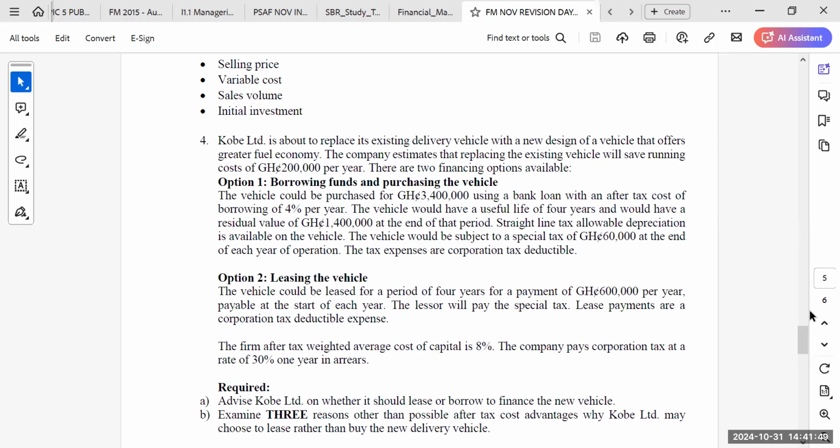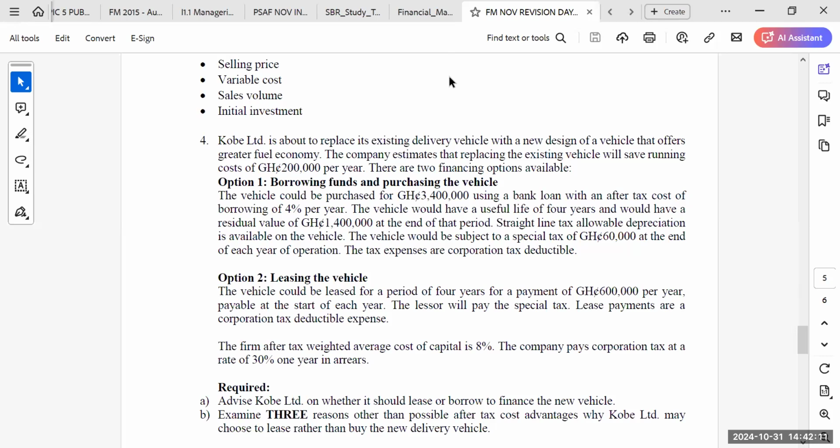Required. Advise Kobe Limited on whether it should lease or borrow to finance the new vehicle. E. Examine 3 reasons other than possible after-tax cost advantages why Kobe Limited may choose to lease rather than buy the new delivery vehicle.